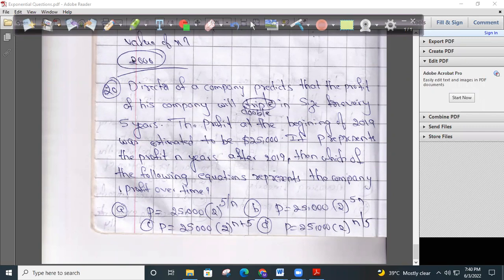If P represents the profit n years after 2019, then which of the following equation represents the company profit over time? It's so simple. Initial population they gave. I want to know which of the following equation can double my profit for every 5 years.